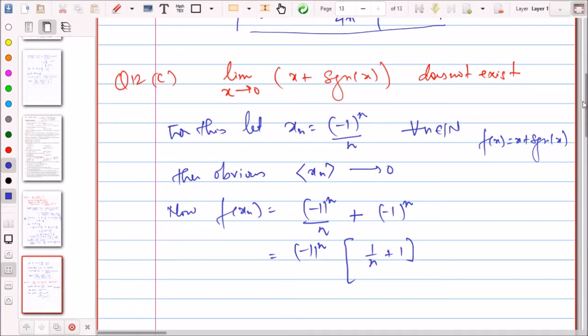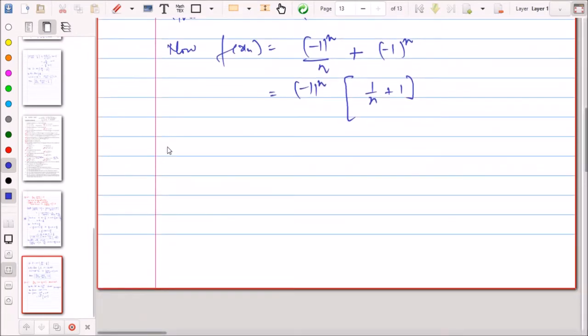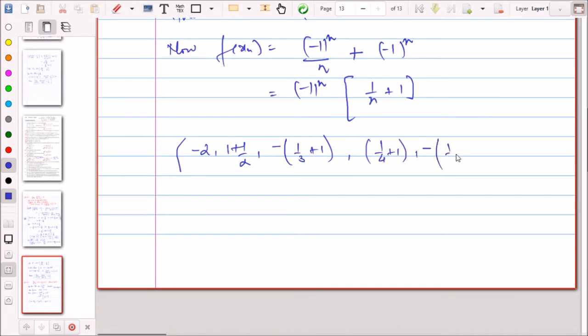So is this an oscillating sequence? It is not exactly an oscillating sequence. So what type of sequence is this? When you put n equal to 1, you get minus 2, and then when you put n equal to 2, you get 1 plus 1 by 2, then minus 1 by 3 plus 1, then 1 by 4 plus 1, and so on. So this sequence has two limit points, minus 1 and 1.